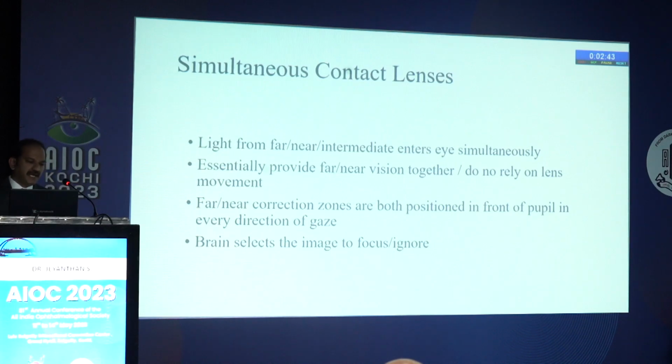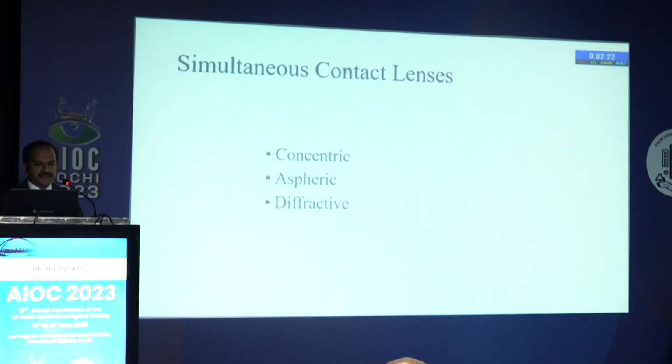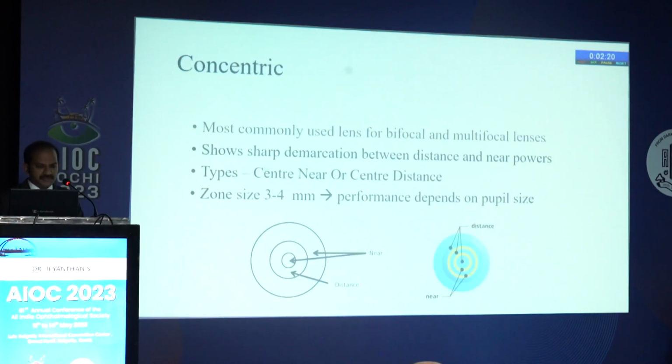Simultaneous means that the light from far, near, and intermediate enters the eye simultaneously. It essentially provides far and near vision together, and it doesn't rely on lens movement. So far and near correction zones are both positioned in front of the pupil in every direction of gaze. That's the most important advantage. And the brain is allowed to select the image to either focus on or ignore. So it's either concentric, aspheric, or diffractive designs.